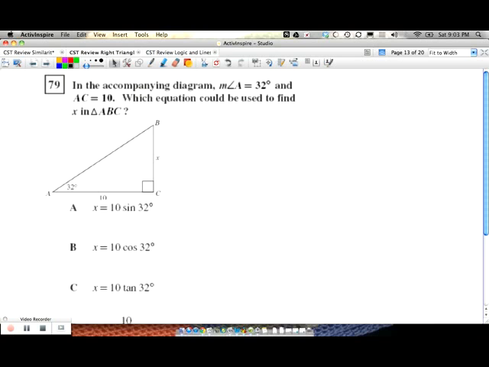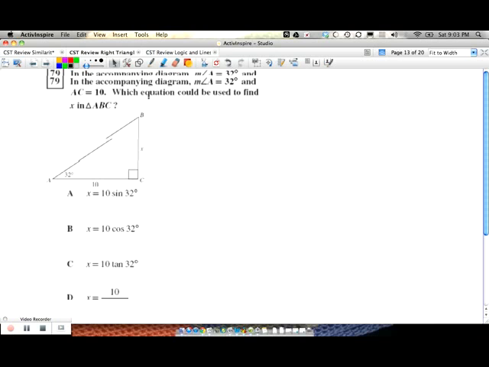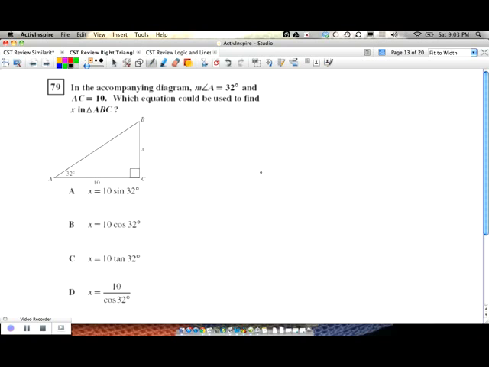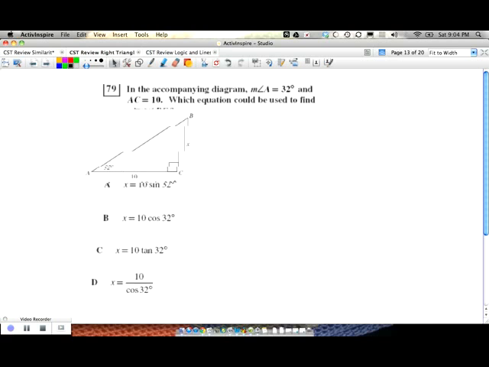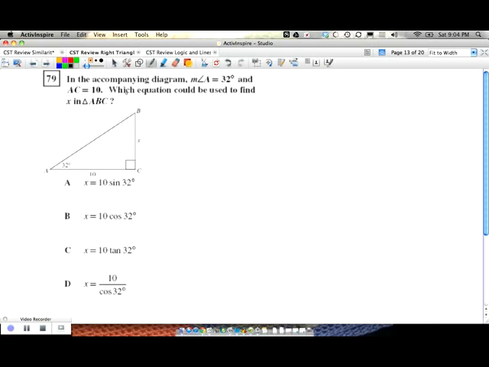Number 79. In the accompanying diagram, again, I keep having these huge pictures, just a little bit too big for the whole thing. Measure of angle A equals 32 degrees, AC equals 10. Looks like it's almost covered up there. Which equation could be used to find x? So we have this bottom is 10 and this other side is x, and our angle is 32 degrees.